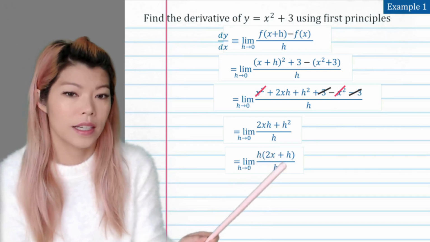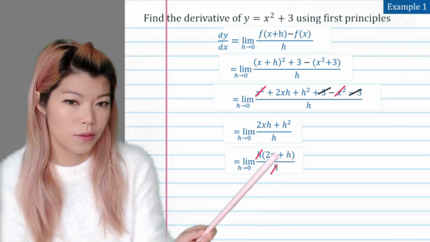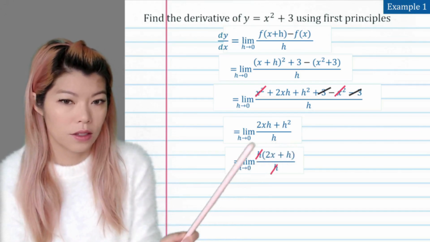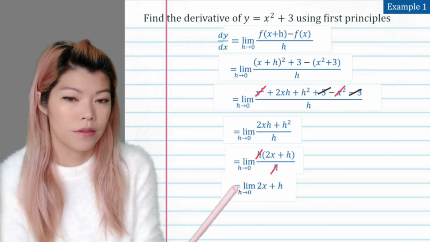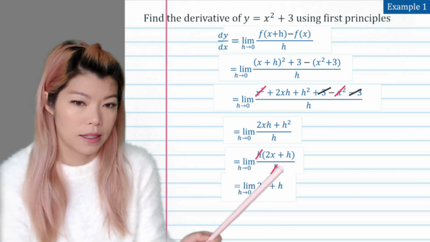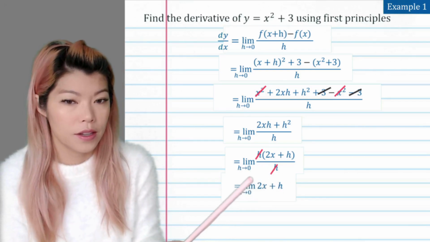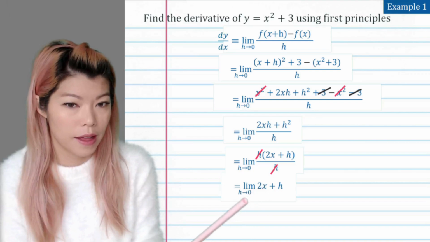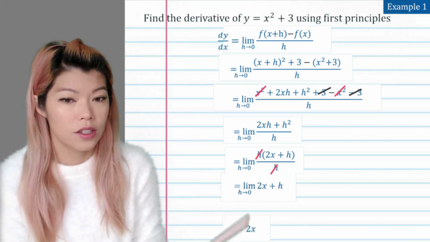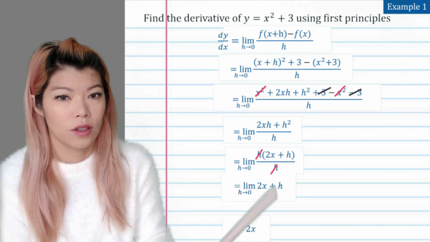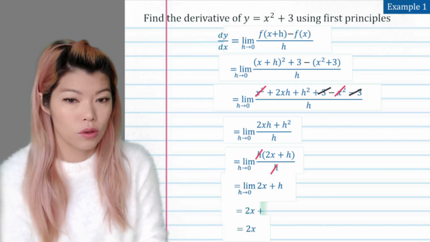Now this is a factor, this is a factor, I can cancel that out. Remember, you can't cancel that h because that's part of this factor, so you need to cancel factors. So now we have the limit of h approaching 0, 2x plus h. Remember how to solve limits? When you plug in the value, then you can get rid of the word limit. So let's plug in the value 0 for h, and now we have 2x plus 0, which is just 2x. So the derivative of y equals x squared plus 3 is 2x.